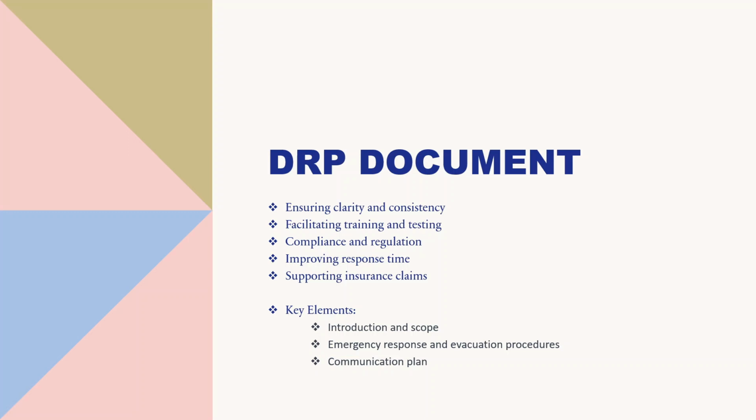A documented DRP provides clear and consistent guidance to all members of the organization on what steps they should take in the event of a disaster. This can help to ensure that everyone knows what their role is and what they need to do to help the organization recover. Facilitating training and testing.